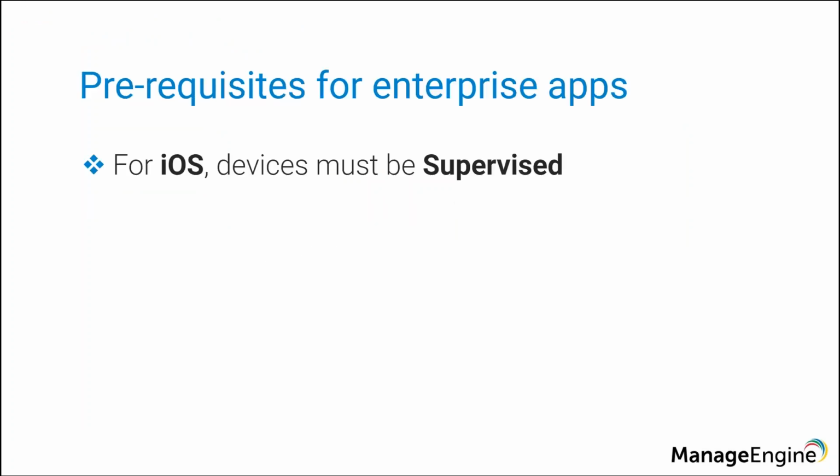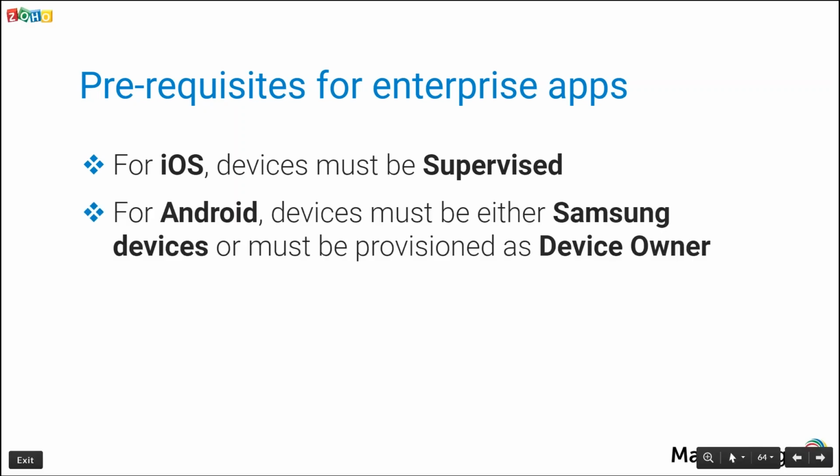For that, your devices must be supervised. This is only in a case wherein you would like to trigger the silent installation alone. And your Android devices must either be Samsung devices or must be provisioned as device owner. Device owner is a status that is equivalent to your supervision status, wherein your company would have complete control of your corporate devices.